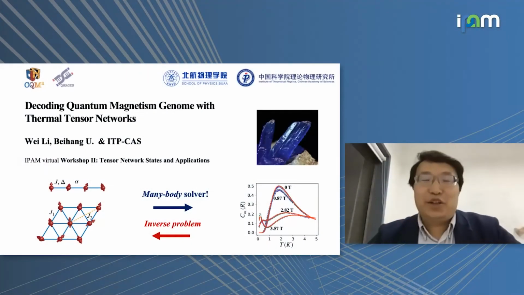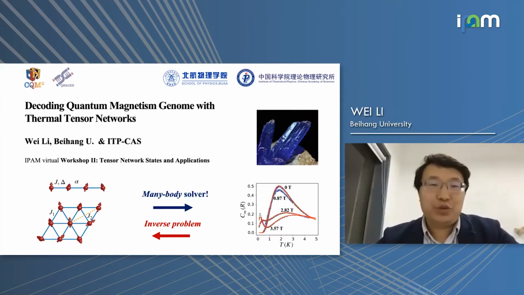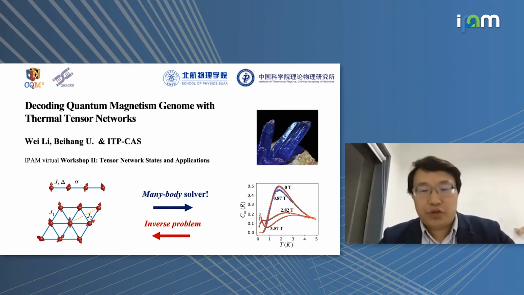Okay, thank you. So very happy to have the opportunity to present our recent work here. The topic I will cover today is on some application of the thermal tensor networks to the studies of quantum magnetism. So typically, when we are given a quantum spin model, we call the tensor network algorithms or methods to solve the forward problem and compute the thermodynamic properties.